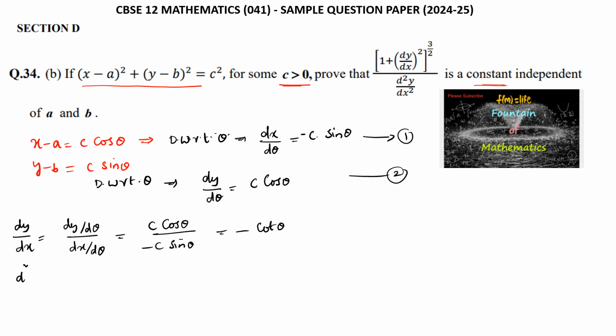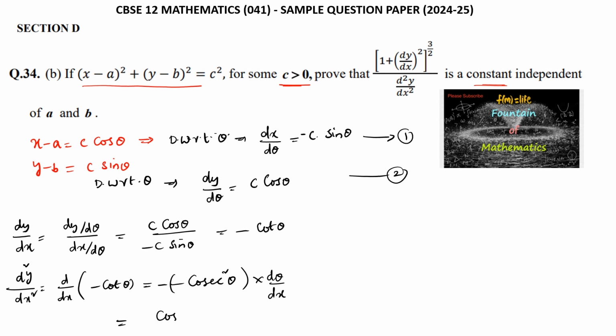And now again differentiating, d²y/dx² = d/dx of dy/dx, that is of −cot θ. So we can write the differentiation of cot is −cosec² θ, so minus of minus cosec² θ into dθ/dx, which is equal to cosec² θ times dθ/dx. And dx/dθ is −c sin θ, so we can write dθ/dx is nothing but −1/(c sin θ), or −(1/c) cosec θ. So we can write d²y/dx² = −cosec³ θ divided by the constant c.